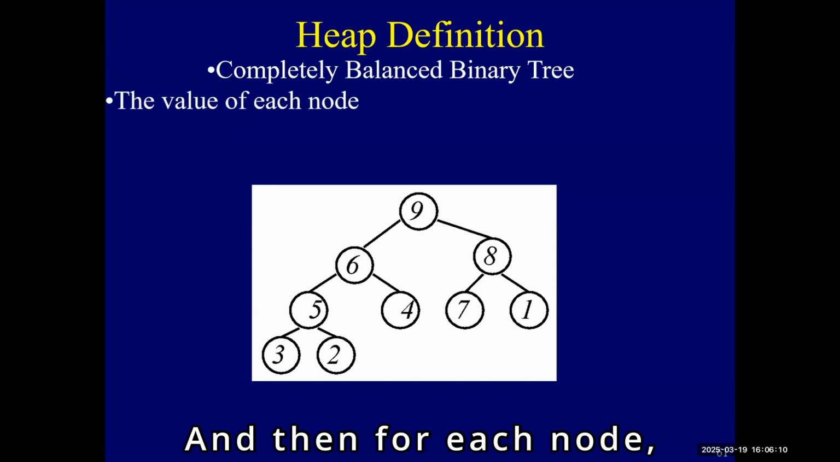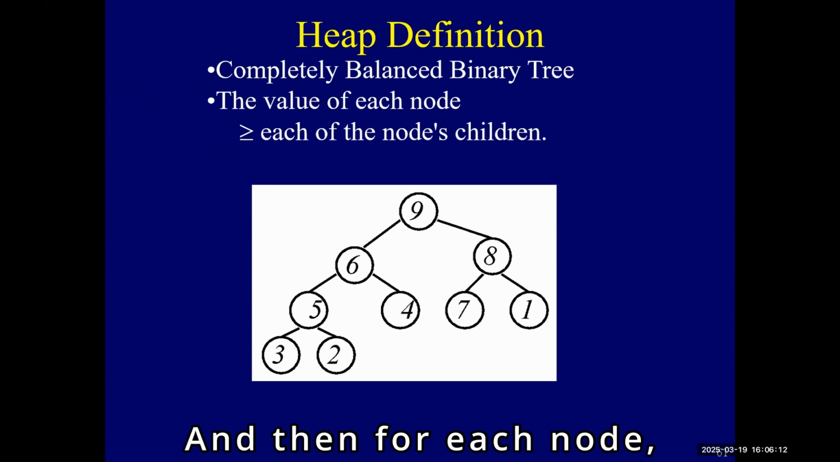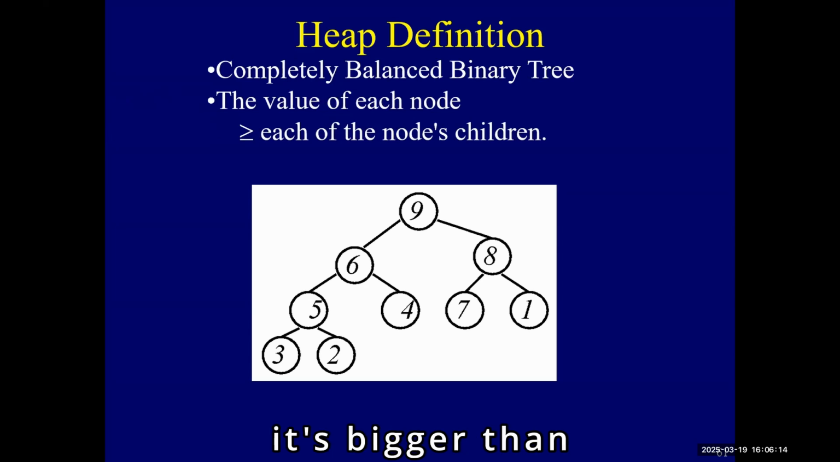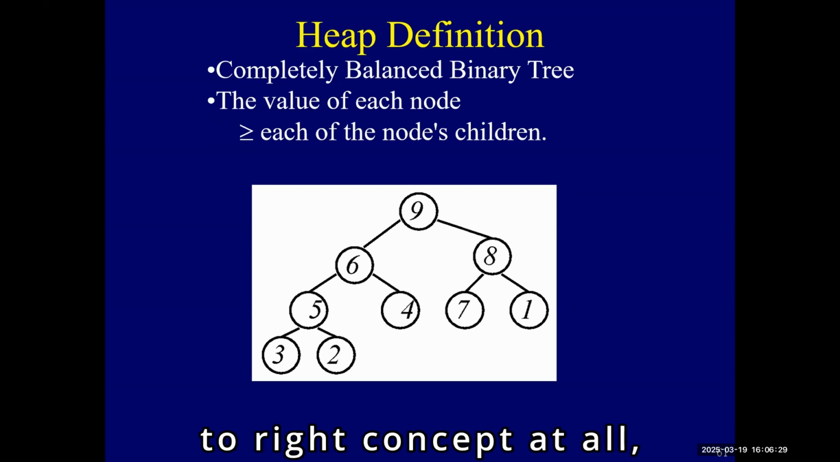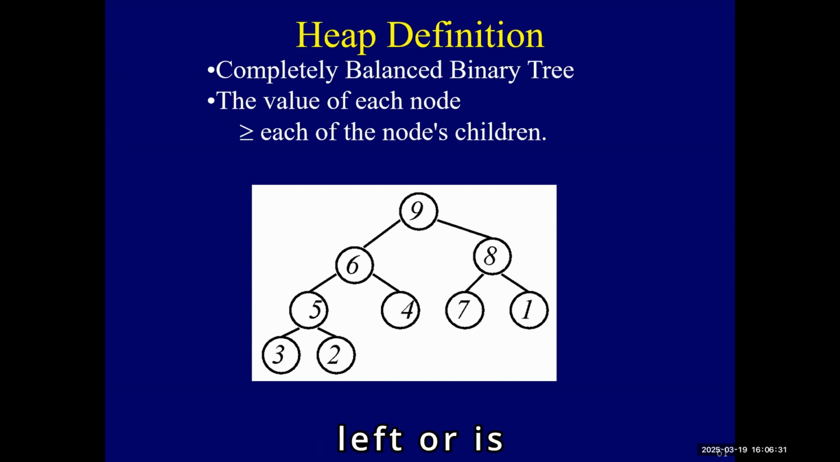And then the second property: each node is bigger than all of its children. All right? So you'll see the 8 is bigger than all of its children. 5 is bigger than all of its children. 6 is bigger than all of its children. Right? So there's no left to right concept at all. Is it on the left or is it on the right? It doesn't matter.